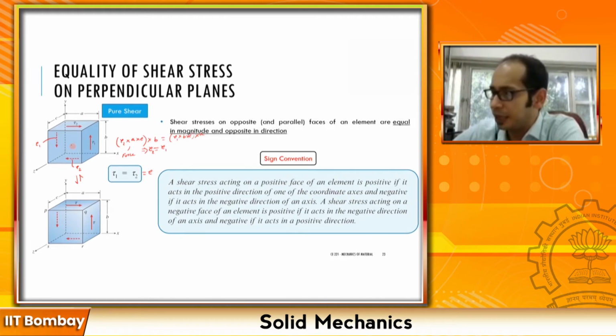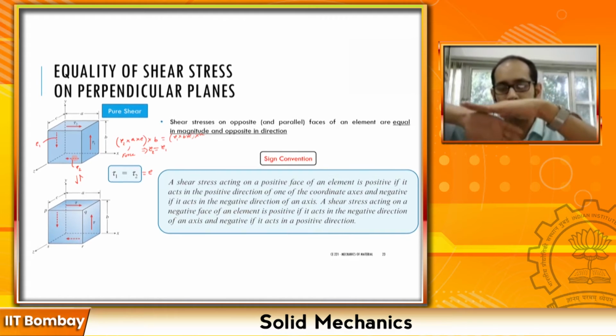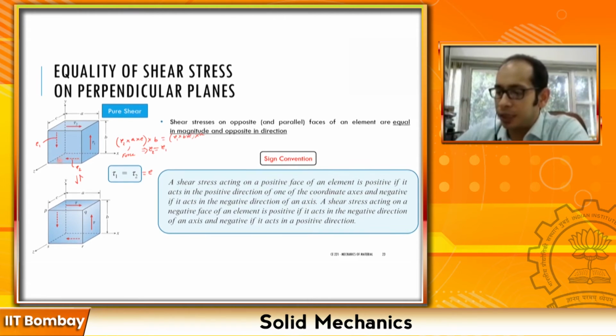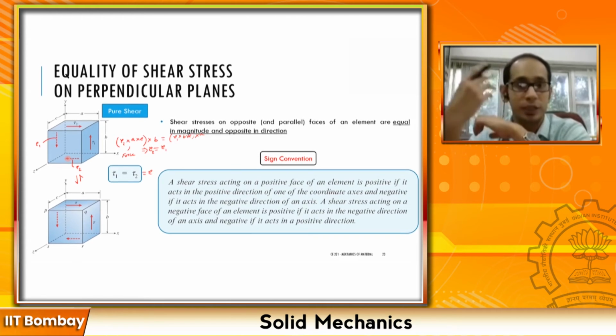Now let's move ahead. It says and negative, if it acts in the negative direction, we don't have any case over here, but let's go to the next statement, then you'll understand better. A shear stress acting on a negative face of an element is positive. So first let's identify what is a negative face. This bottom face is a negative face. Why? On the bottom face, the outward normal points in the negative y direction. So on this particular face, you see this tau 2 acts along the negative x direction. So this tau is positive. It is like two negatives make a positive. The face is negative and the tau 2 acts in the negative x direction, so it's a positive tau.